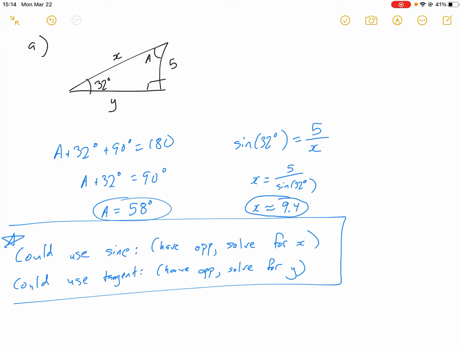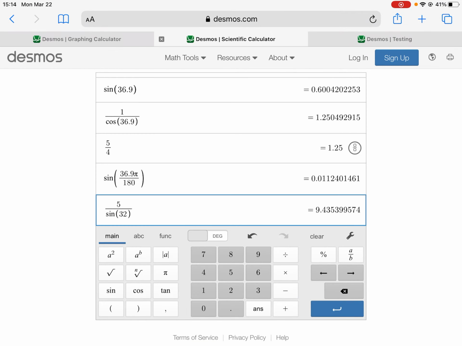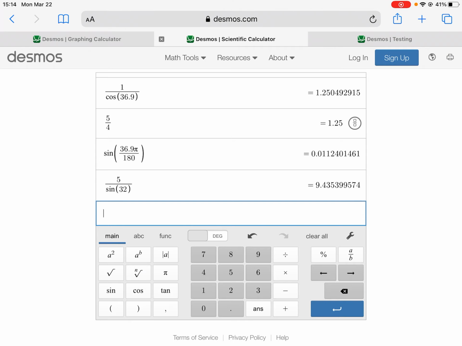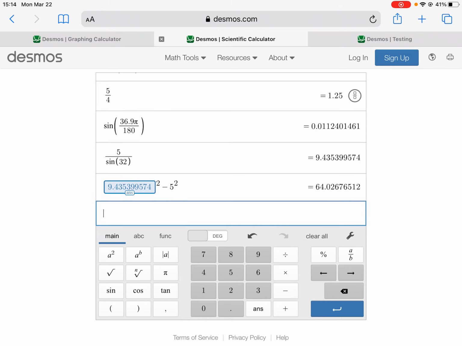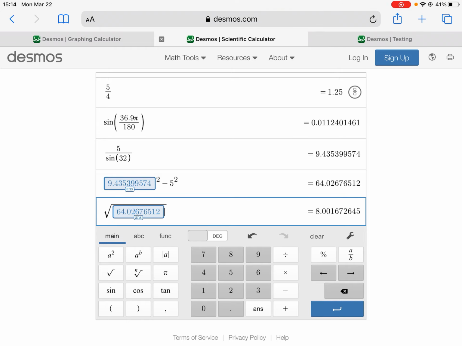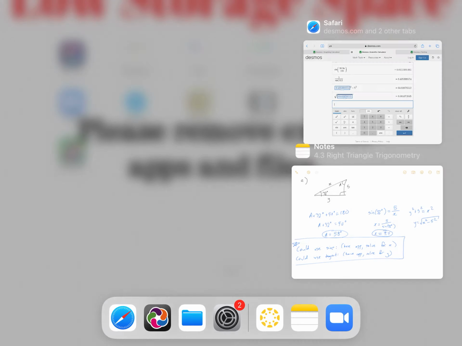And now I need to solve for y, so you could use the Pythagorean theorem at this point. So we could actually say y squared plus 5 squared equals x squared, which means y equals the square root of x squared minus 5 squared. Remember, x is 9.4. So let's go ahead and go to our calculator again. I want to avoid any rounding issues, so I'm just going to click this ans button that's below the 3. And notice it actually gives me the full answer rather than just 9.4. So we'll square that, subtract 5 squared. Now I want the square root, and I'm going to use the answer button again below the 3. And so I get about 8 in this case, 8.0.